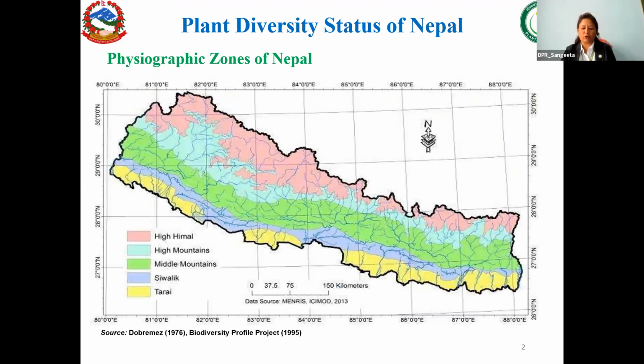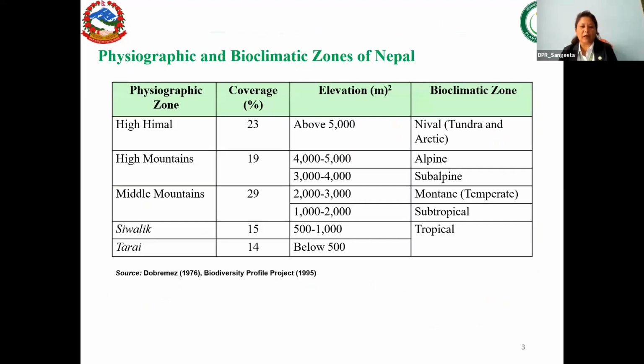As you know, this is the physiographic zones of Nepal, and we know that Nepal is a diverse country in terms of physiography also. We have high Himalayas, high mountains, middle mountains, Sivalik and Tarai. Overall, in global status, we have 0.1% of the land, but in that land, we have 3.2% of the plant diversity.